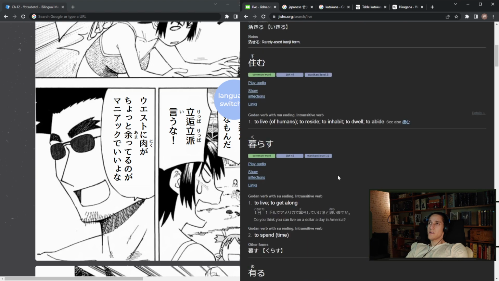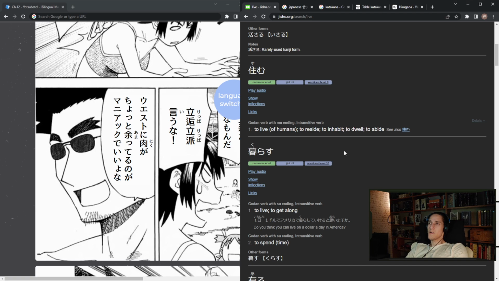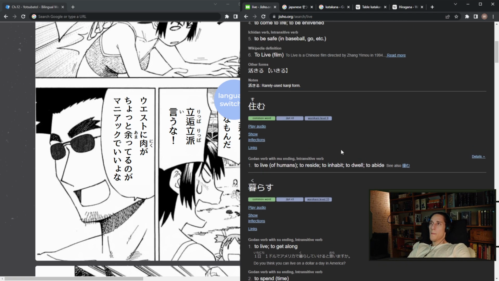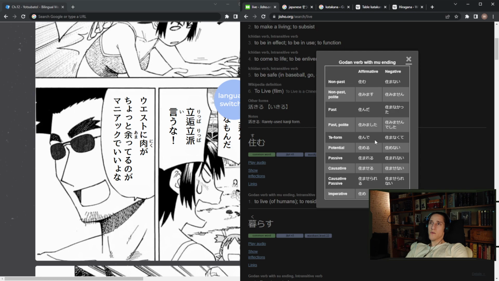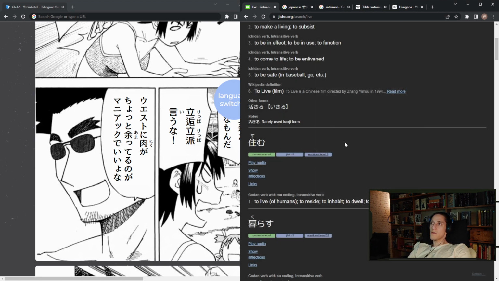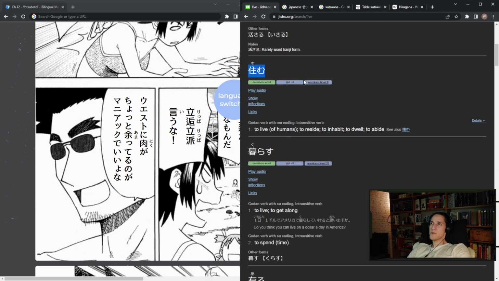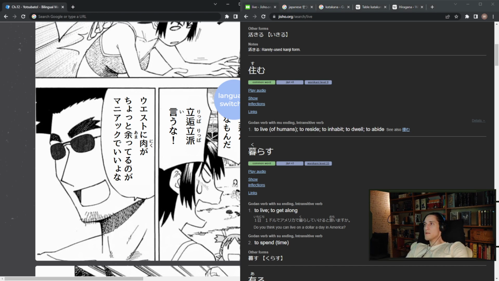I don't know which one. So let's say sumu, Tokyo ni. Sumu turns to sunde. They form sunde iru. Tokyo ni sunde iru. I live in Tokyo. I'm not sure if this is the right word. Yeah. So let's read it again up until here.